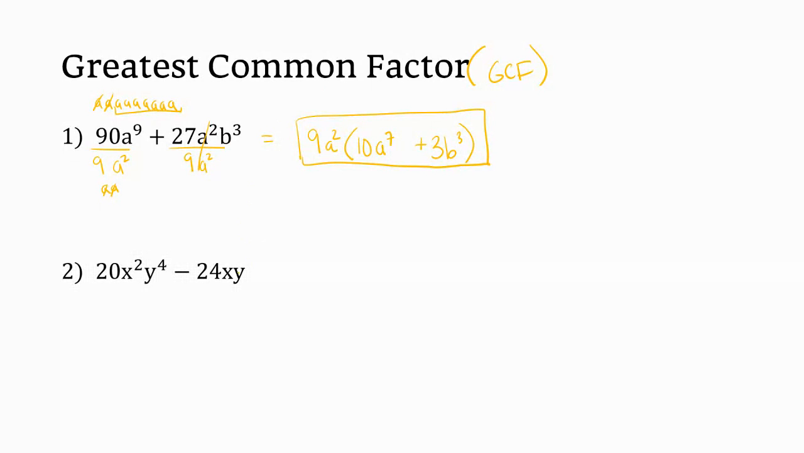What about number 2 right here? So 20 and 24 are both divisible by 4, I believe, is the greatest common factor. And then what about x? I can divide by x, and I can divide by y on both of them. So 4xy is my GCF. So I'd be left with 5x, y to the 3rd, and then minus 6, and that's it, right? There's no x and y left, they're gone. So that's my factored form of this expression that I'm given.